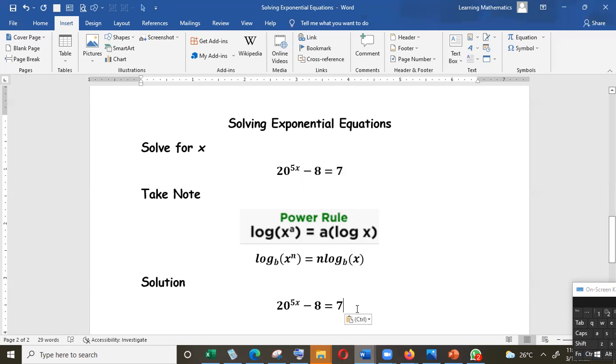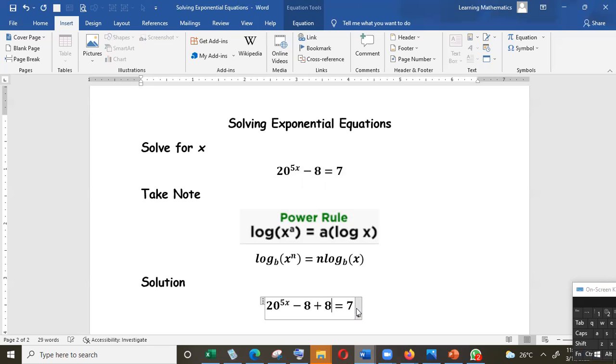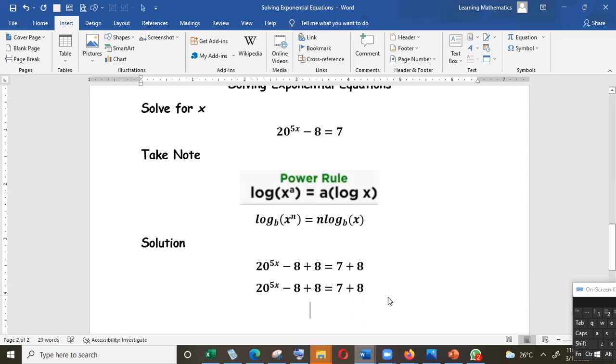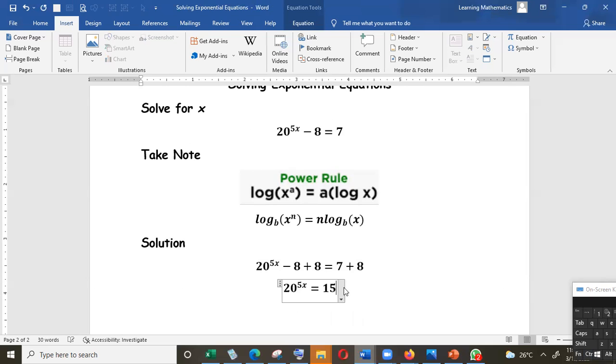So as we said, we're going to add 8 on both sides to cancel out the 8 in order to apply the logarithms. We cannot apply the logarithm yet because 20 raised to the 5x must be by itself on one side of the equation. So we must cancel out the negative 8 there. Then we have 7 plus 8, which is 15. Now we can apply the power rule.